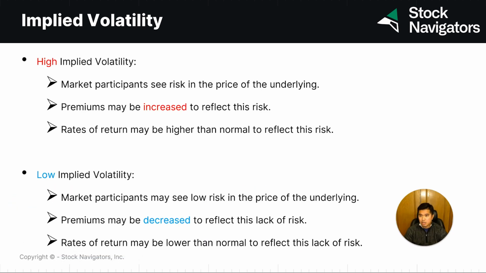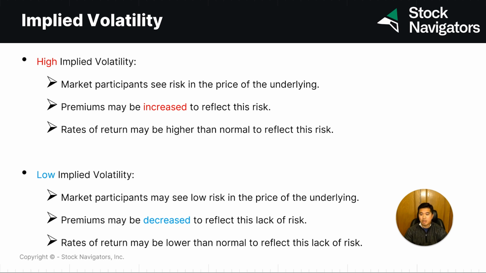In general, a high implied volatility market means the market participants see risk in the price of the underlying stock, and the premiums of the associated options will increase to reflect this risk, and the rate of return might be higher than normal to reflect the risk as well. And the opposite, when you see low implied volatility, it means market participants see low risk in the underlying stock, and the premium of the option will decrease to reflect the lack of risk as well.